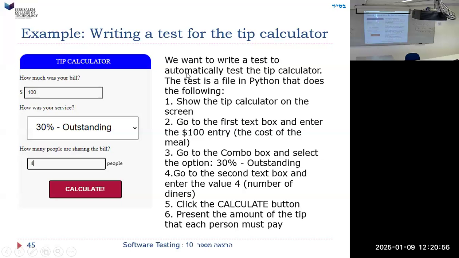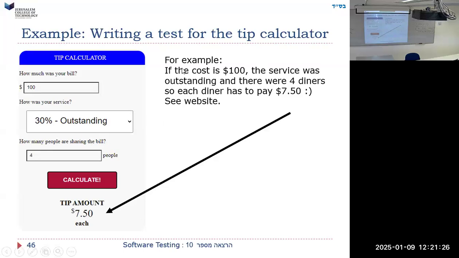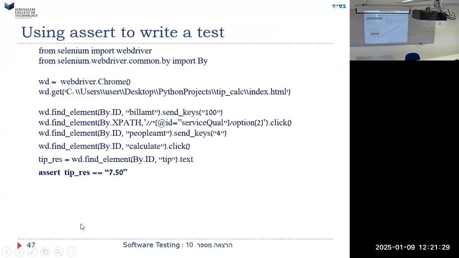Okay, we want to write a test to automatically test if the tip calculator works. The test is a file in Python that does the following. First of all, it brings up the calculator. Second, it goes to the first text window and puts in 100. Then it goes to the combo box and selects 30% tip. Go to the second text box, enter the value 4. And then it clicks calculate. Check the amount of the tip that each person must pay. The amount should be 7.5, fine.